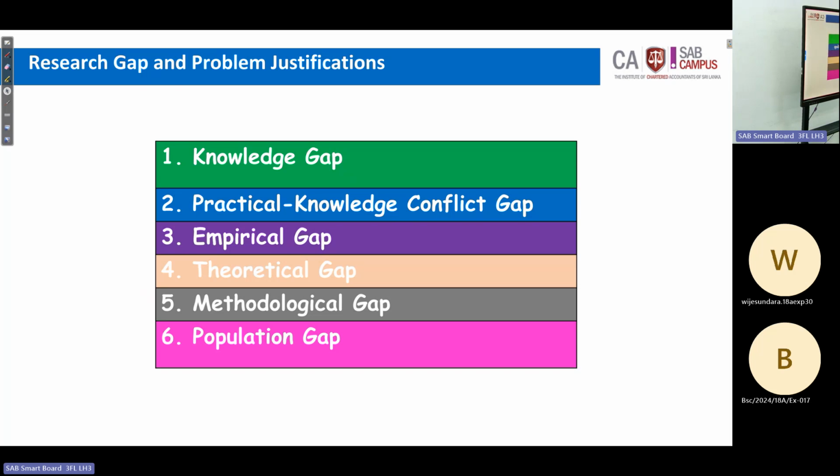What happened? Fewer empirical evidences are available on environmental performance and sustainability. You can identify that, and do research again to test the relationship between environmental performance and sustainability. What is it? It's the empirical gap. Theoretical gap is the same as the knowledge gap. And the methodological gap.